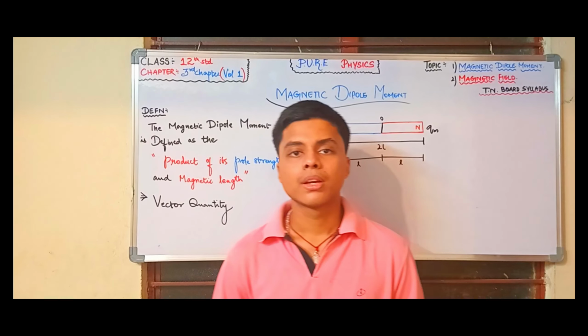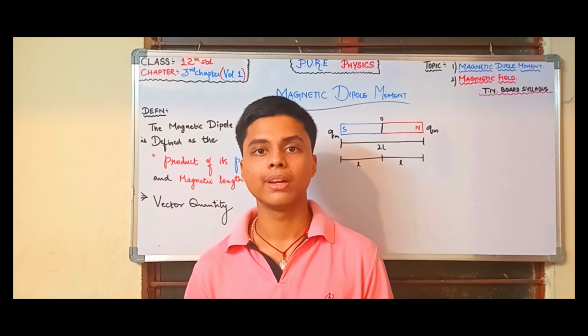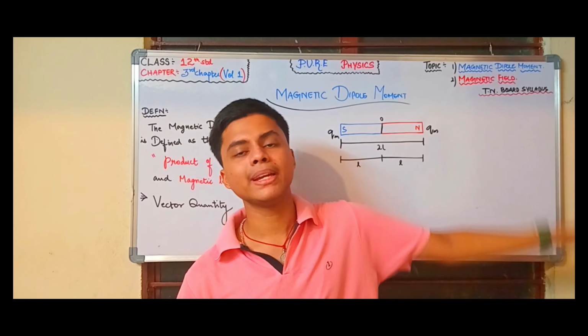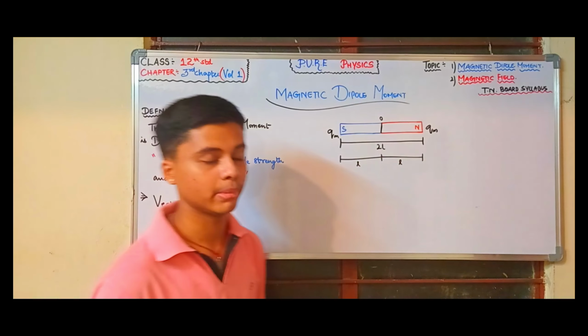Welcome to P.U.R.E 6. Today we're going to see chapter number 3, Magnetism and Magnetic Effect of Electric Current in class 12, 6th Tamil board. Today's topic is magnetic dipole moment and magnetic field. So let us move to the first topic, which is magnetic dipole moment.